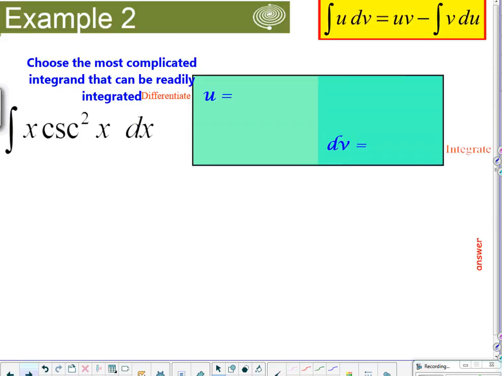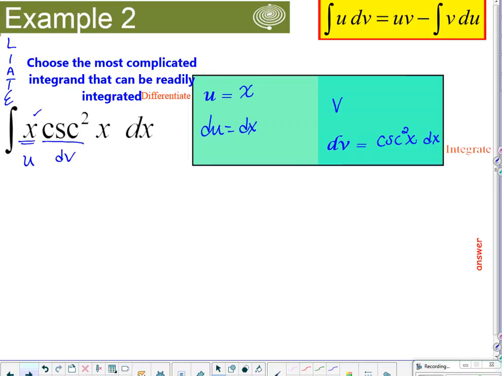Next, let's look at x cosecant squared x. Well, once again, I have a trig function and an algebraic function. And if I think of LIATE, it suggests that we try x as our u. So I can let this be u and this be my dv. Over here, let u be x. The derivative will then be dx. du equals dx. Our dv, we're saying let it be cosecant squared x dx.